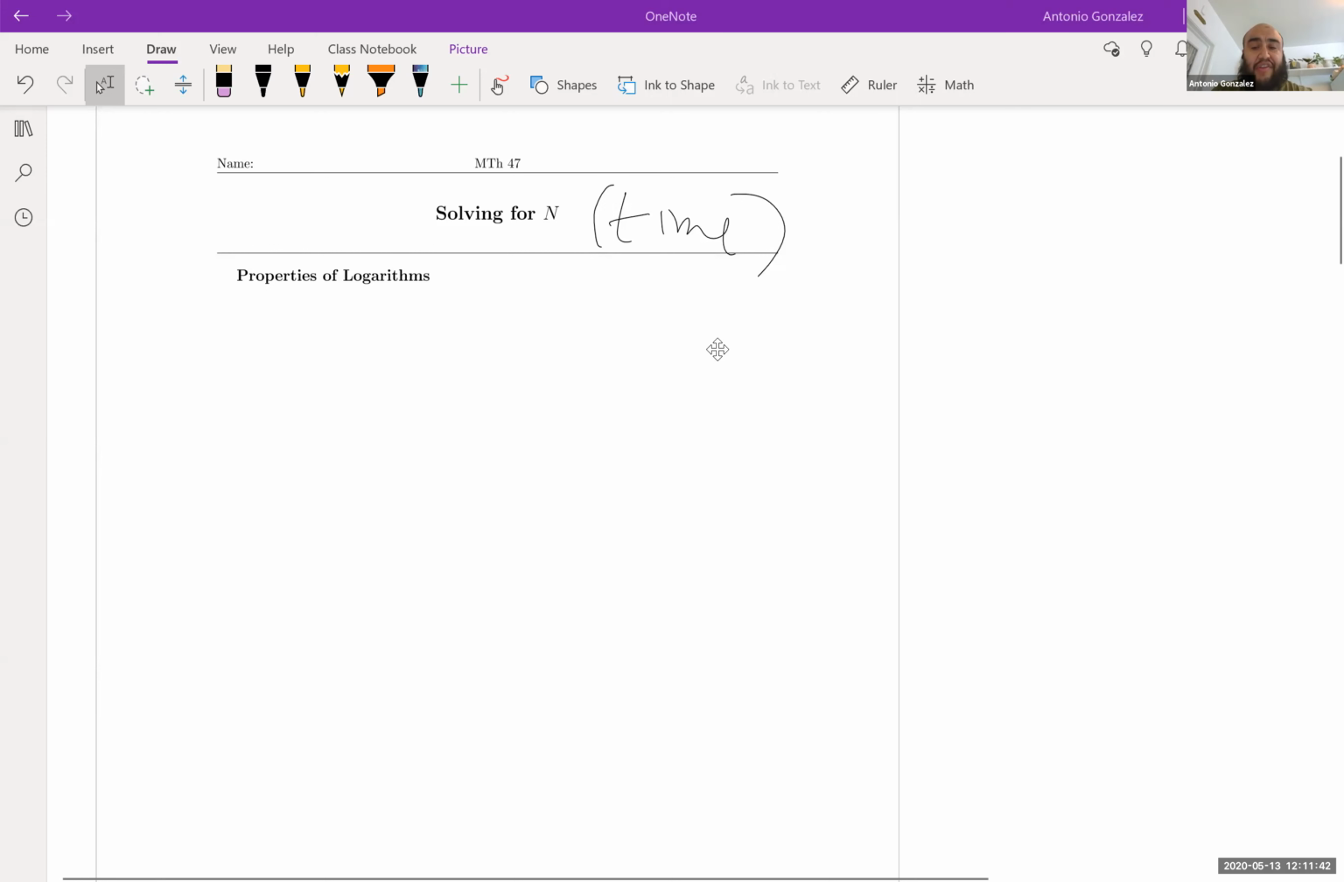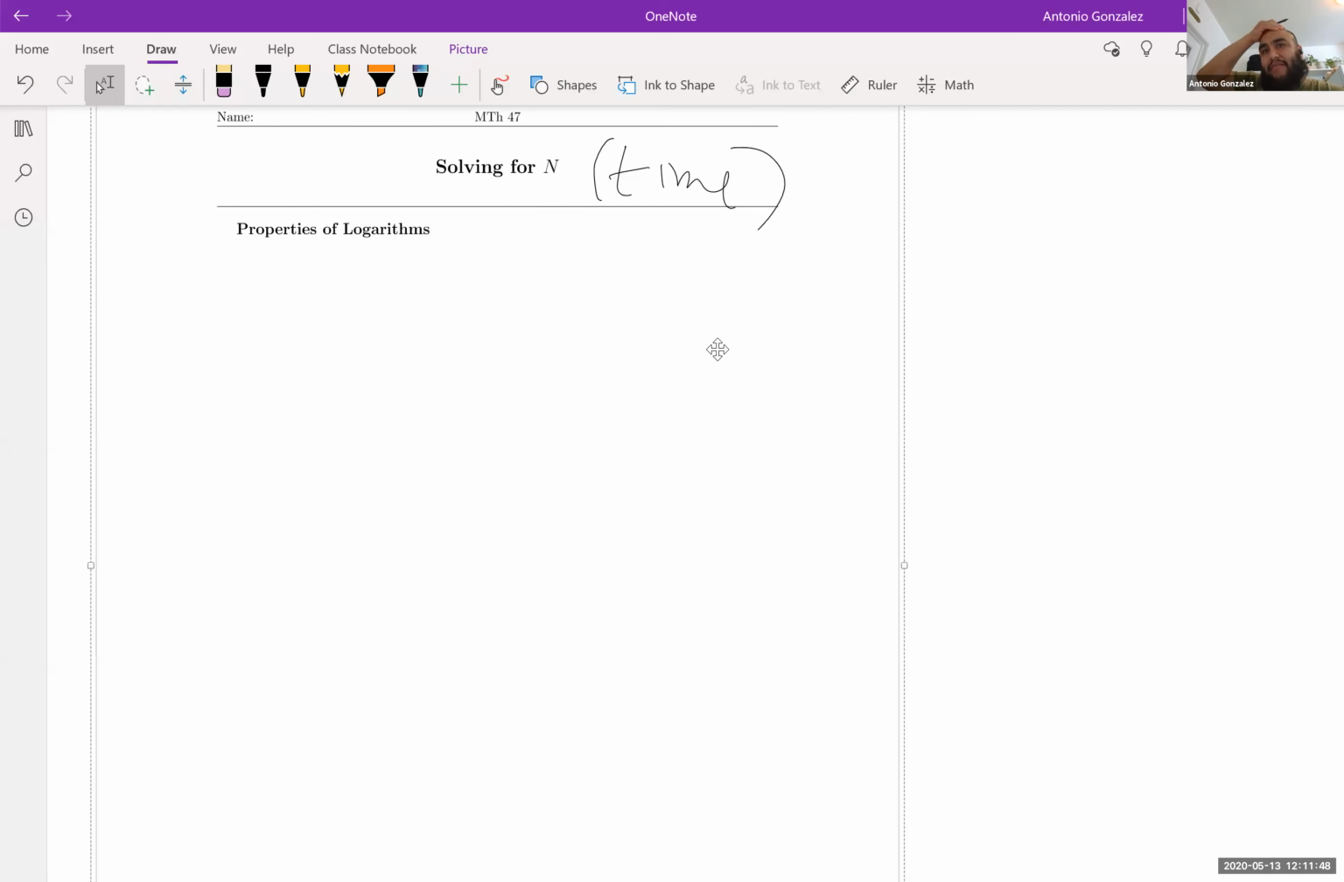So in order to solve for time, or n, we needed to use a logarithm, right? Now, logarithms have a lot of useful properties for some equations. So, properties of logarithms. When we say log of a, right?